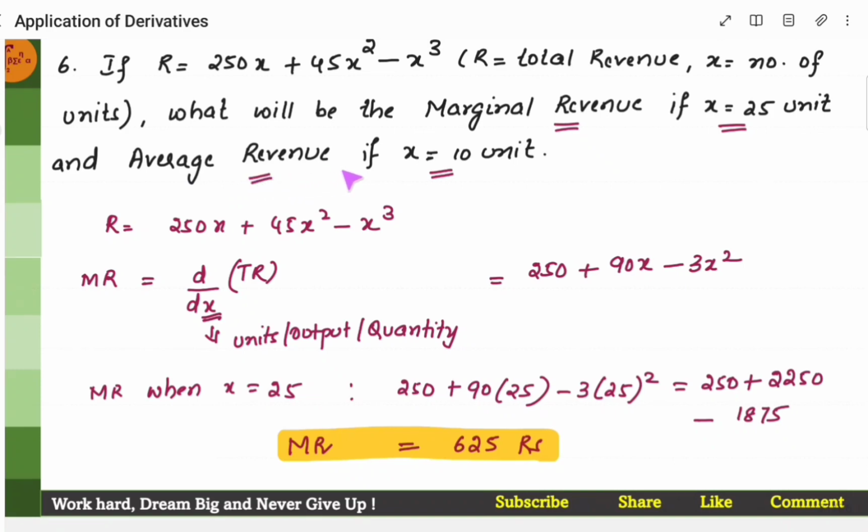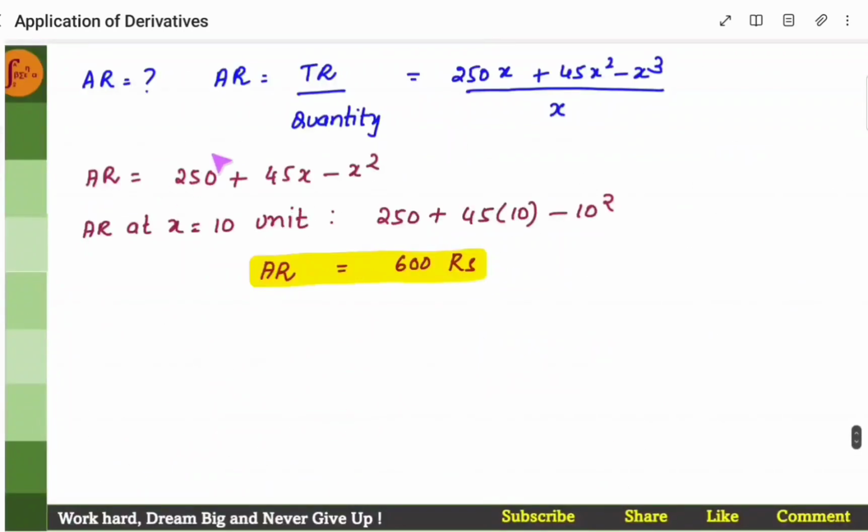Exactly in the same way, we'll have to find average revenue when X is equal to 10 units. Formula for average revenue is total revenue by quantity. Total revenue function is given. Quantity is X. You can split each of this, right? So that X and X will get cancelled and you'll get this average revenue. And then you substitute X is equal to 10 because we have to find average revenue when X is equal to 10. And you'll get average revenue as 600 rupees.